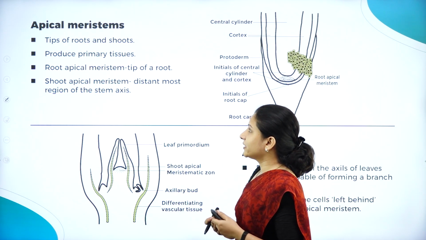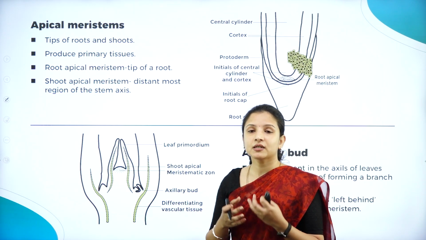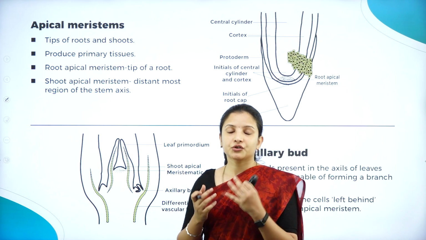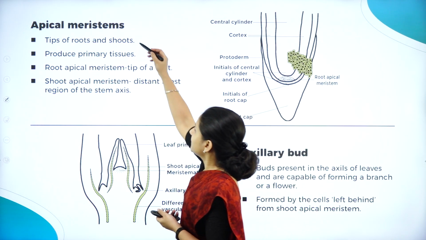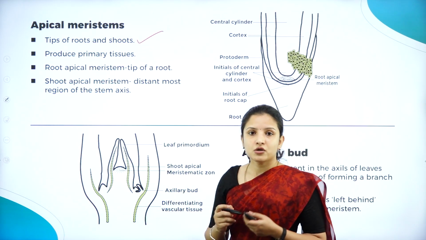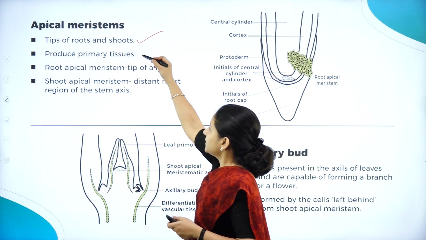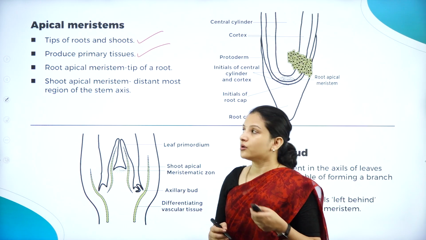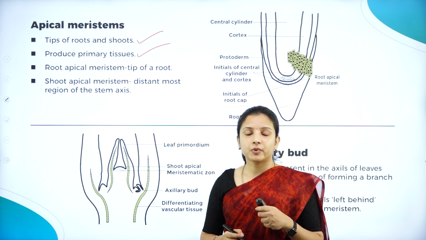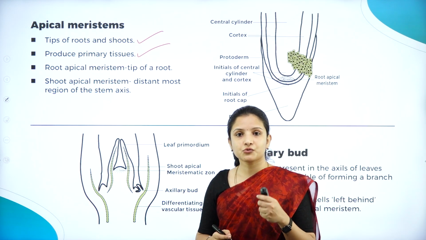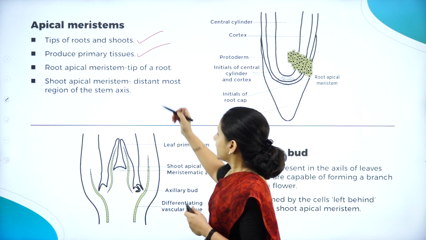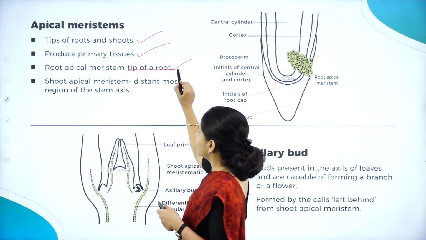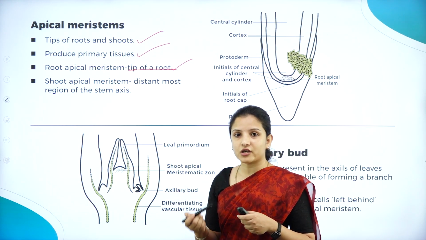In the apical meristem, where is it actually present? As the name itself suggests, apical means at the tip, at the end. So therefore, the apical meristems are present at the tip of the root and the shoot, and they produce the primary tissue. These primary tissues are nothing but the root apical meristem and the shoot apical meristem. Where is the root apical meristem present? It is present at the tip of the root, therefore it helps in the elongation of the root.